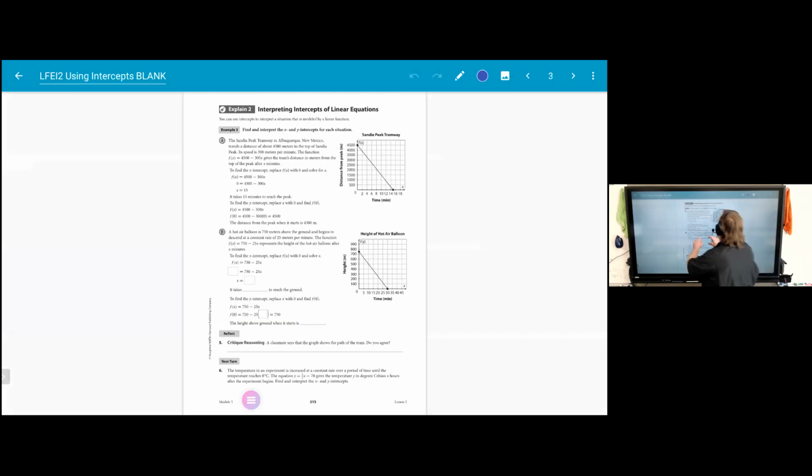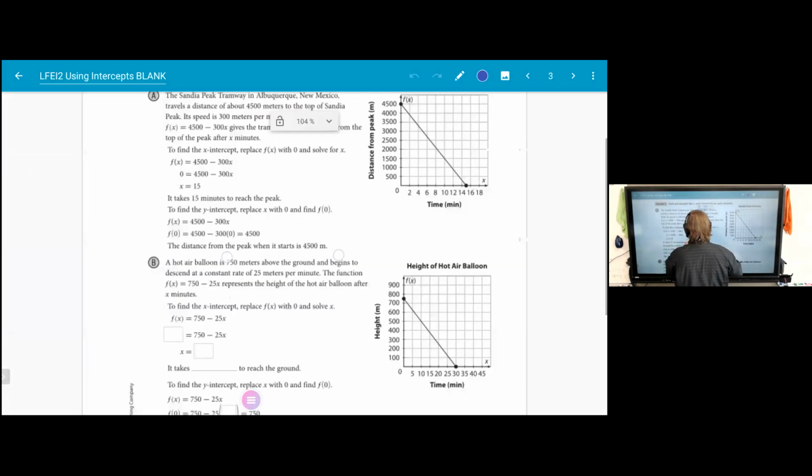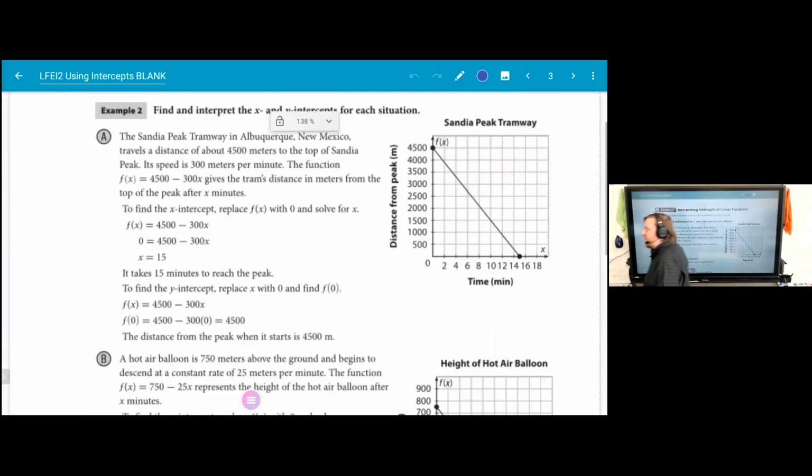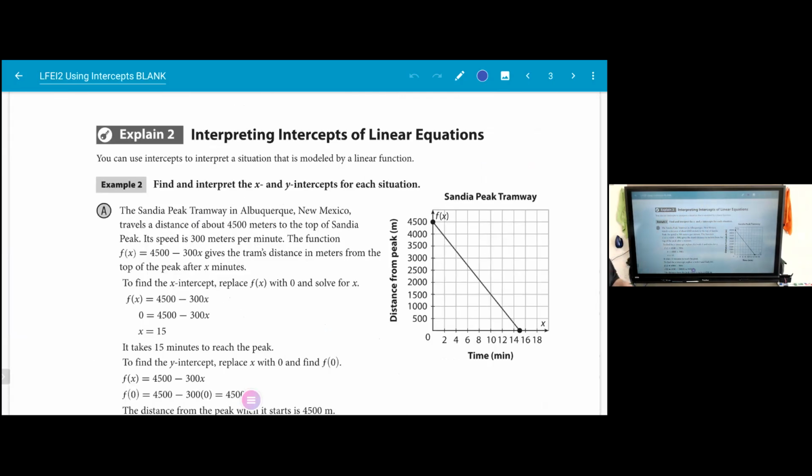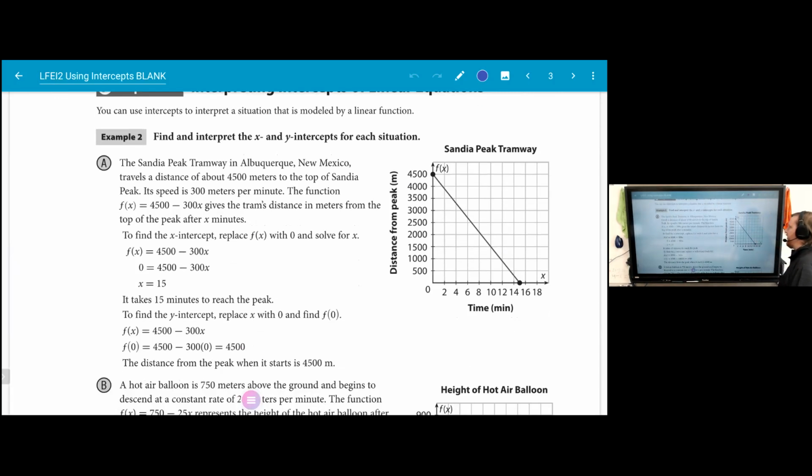Okay. Interpreting intercepts of linear equations. I was very specific in how I talked about this right in the beginning when we talked about the miner. When my time was 0 minutes, I was 90 feet underground. That's my y-intercept. When x is 0, what is y? And I said at 3 minutes, they were 0 feet underground. When y is 0, what is x? Same thing applies here. We're going to interpret the intercepts for the situation.